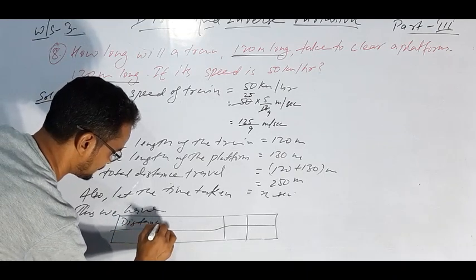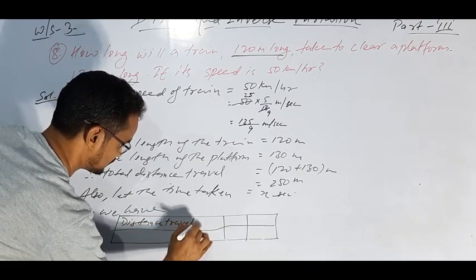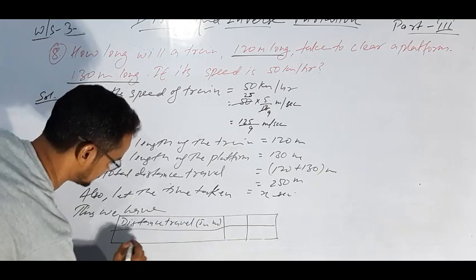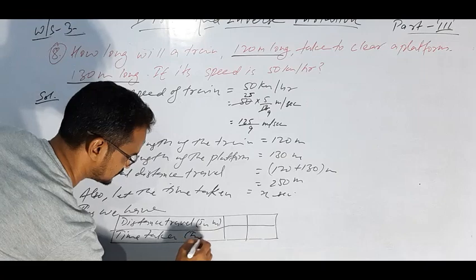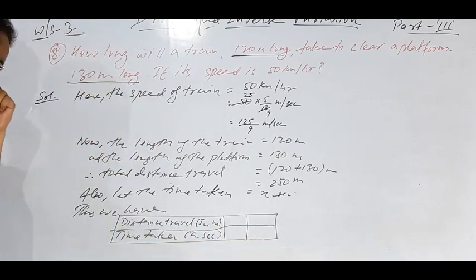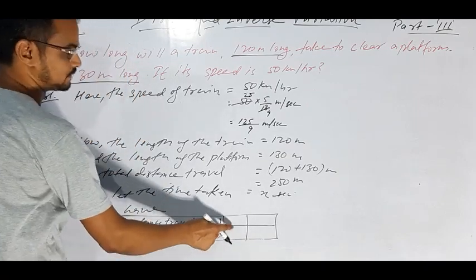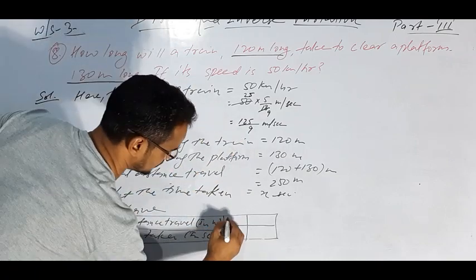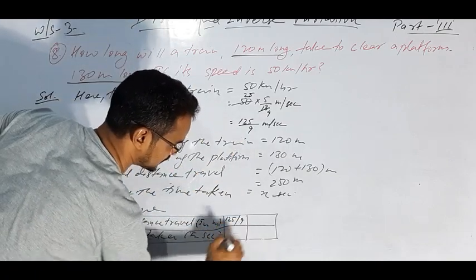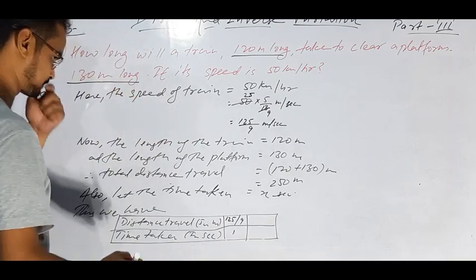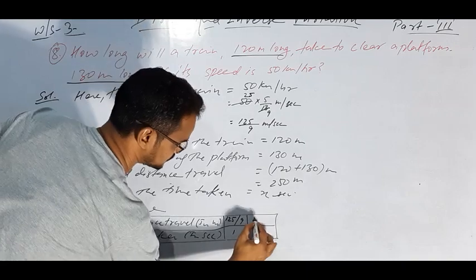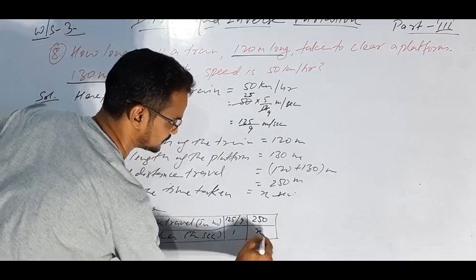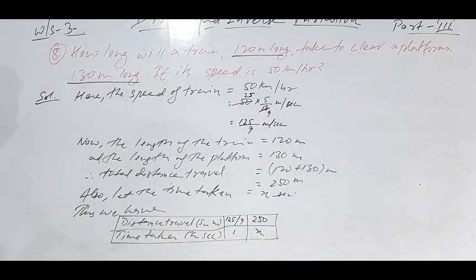Distance travelled, time taken in seconds. The value of the first part will come from this speed, that is 125 by 9 meter in 1 second, and the second case will be this total distance travelled in x seconds. Clearly it is a direct variation.